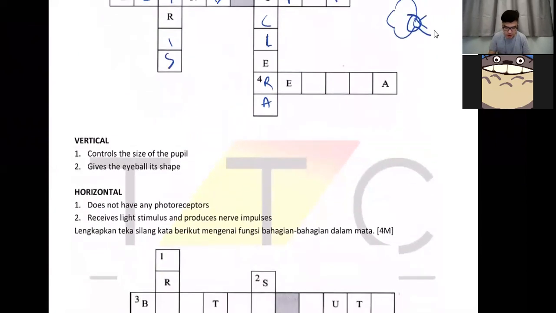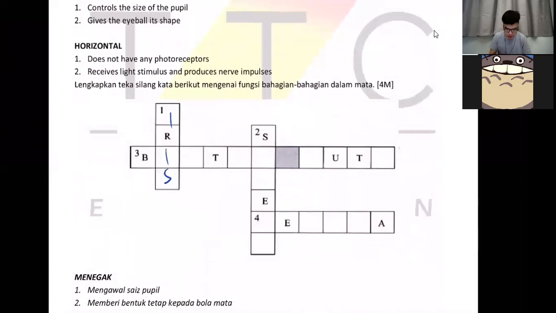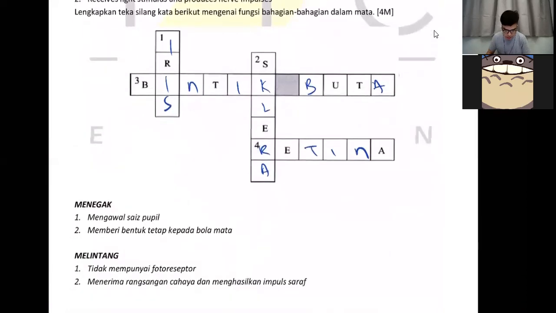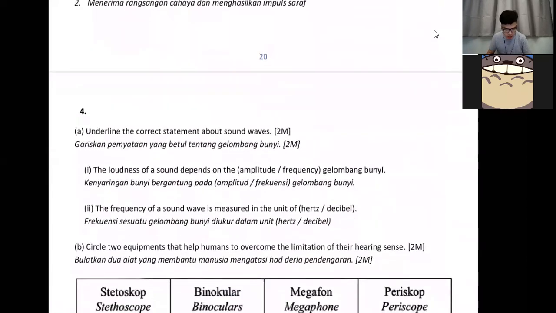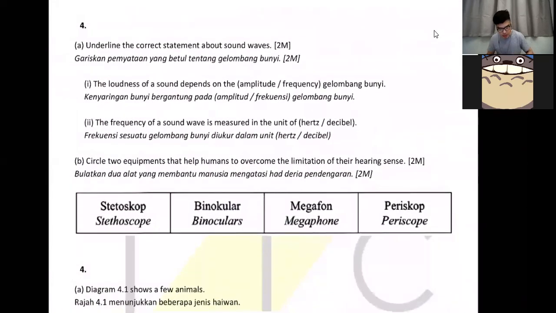Next, number four, there will be a retina. And then for your BM, this is iris, sclera, choroid, and retina. Really easy. So number four, underline the correct statement about sound wave.